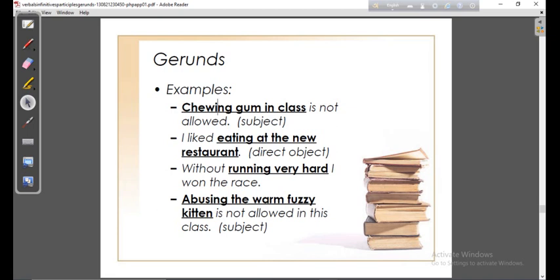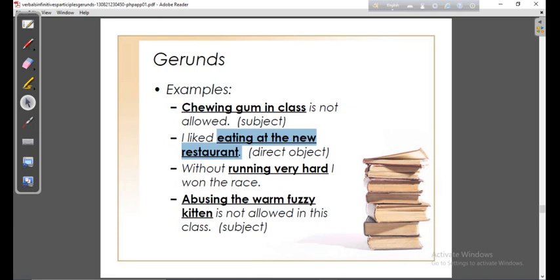I like eating at the new restaurant. Direct object. Eating is a gerund and eating at the new restaurant, this one is the noun phrase. Okay.